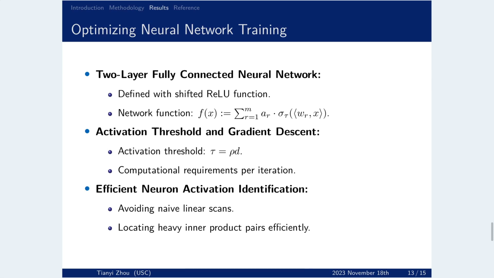However, when neurons are sparsely activated, conducting a naive linear scan to identify which neurons surpass the activation threshold becomes inefficient. Our proposed method aims to efficiently locate the heavy inner product pairs that activate neurons. This is especially relevant in settings where ReLU activation is used. So by implementing this method, we could speed up the neural network training process.